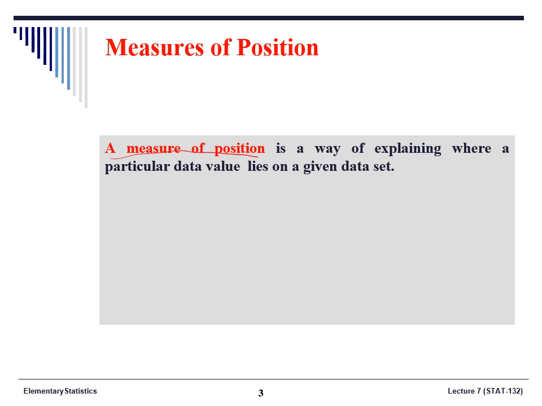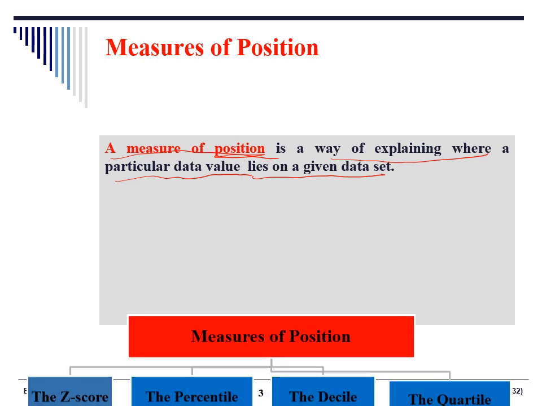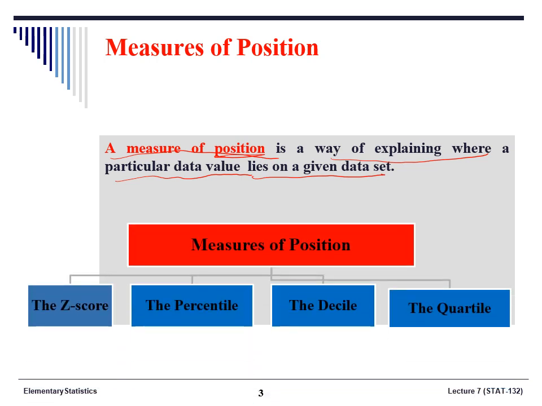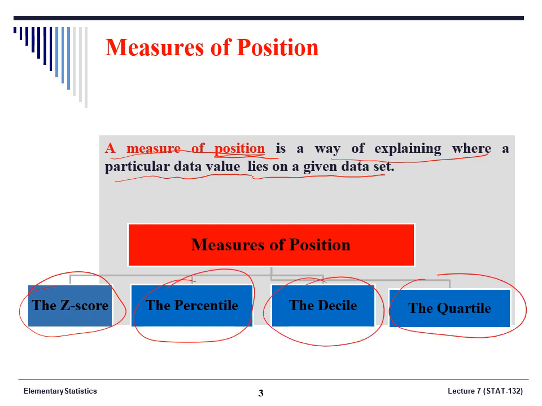Measure of position is a way of explaining where a particular data value lies in a given set. So it's basically telling what the position of the data value inside the data set is. So we have 4 measures of position: the z-score, the percentile, the decile, and the quartile.